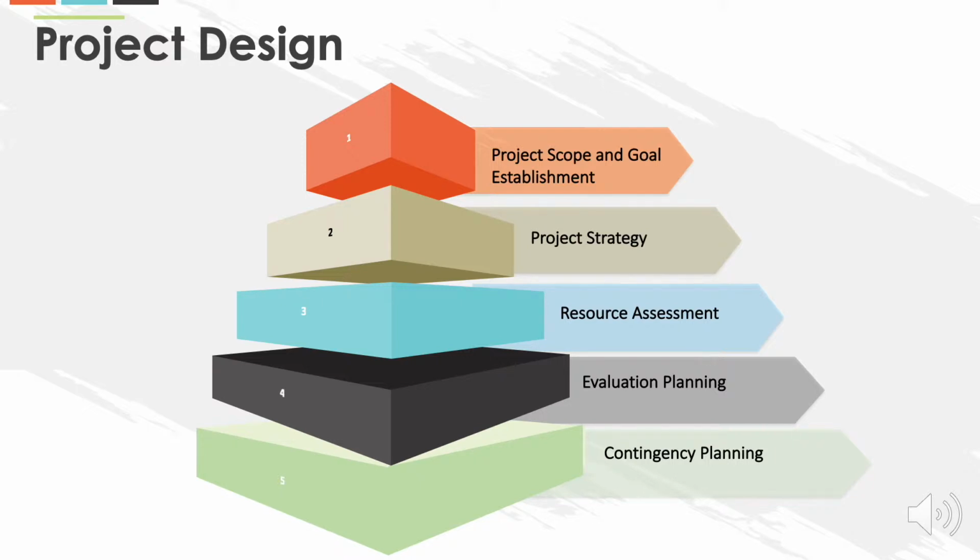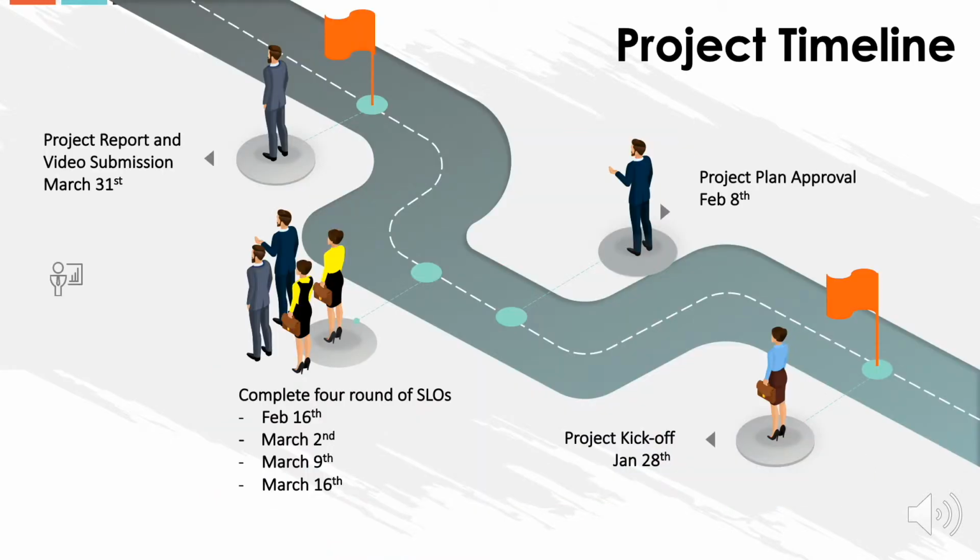The team understood the steps involved in project design as well as documented them as mentioned in the below list. First is project scope and goal establishment. Next, project strategy. Next, resource assessment. Next, evaluation plan. And at last, contingency plan. So as you can see, the project timeline shows the progression of the project.